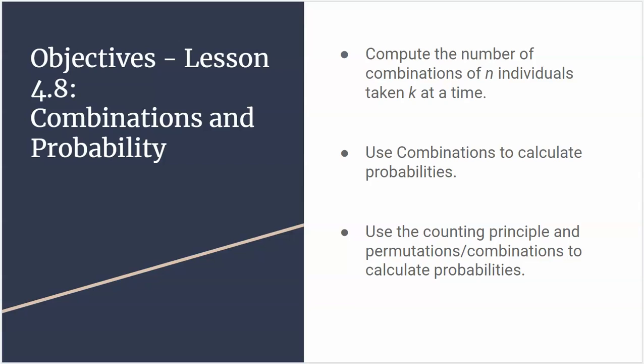Here are the objectives for today. We're going to continue on from last time with combinations. We're going to first compute the number of combinations of n individuals taking k at a time. And then we'll use everything we learned about these counting principles, combinations, permutations, all that stuff, to calculate probabilities.